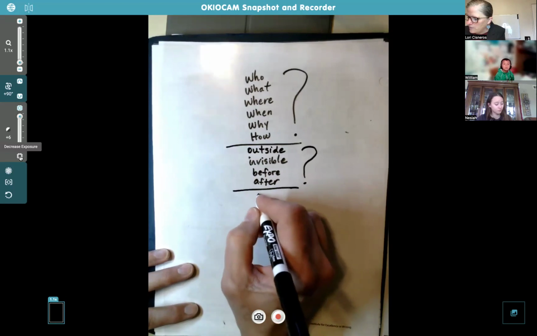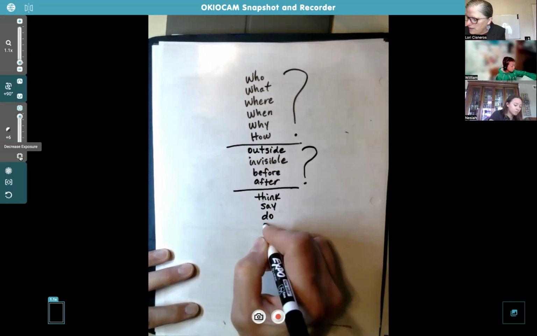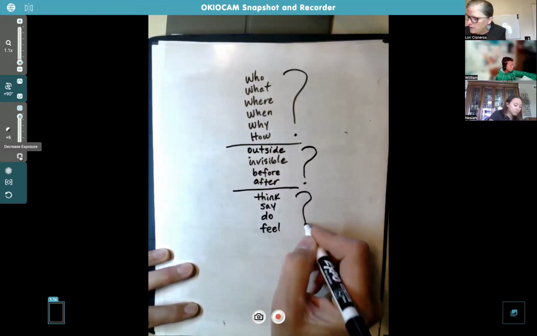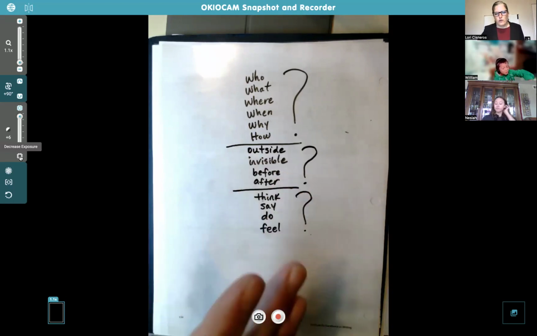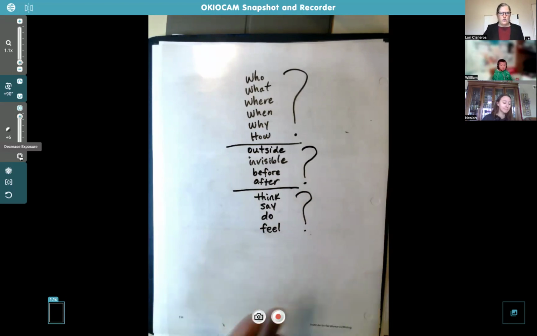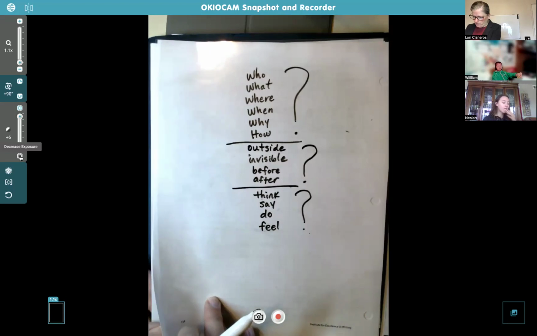Okay, and then the last little bit is think, say, do, and then I'm going to add feel here. Other great words to think about, like what is the character thinking? What is the character doing or feeling or saying? Okay, this is super important for you to remember to look at when you sit down to write your story. This will help a lot. Okay, so in light of that, let's turn it back over and start thinking of some of those question words.